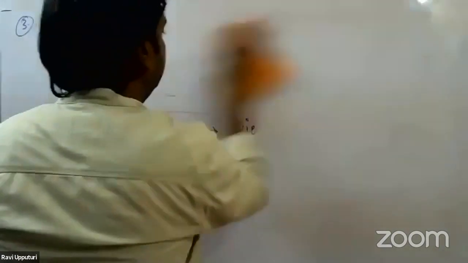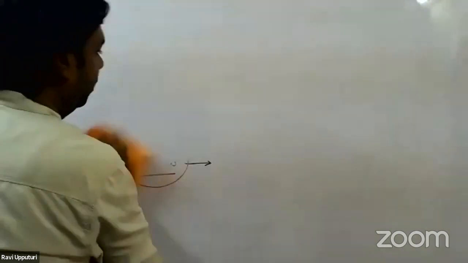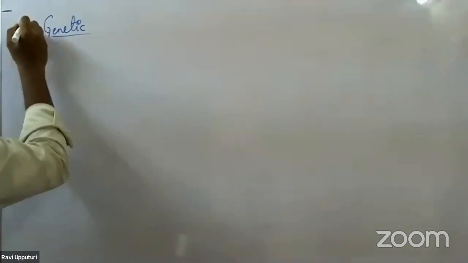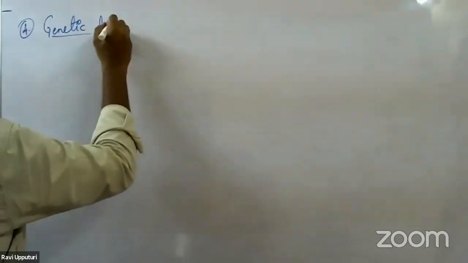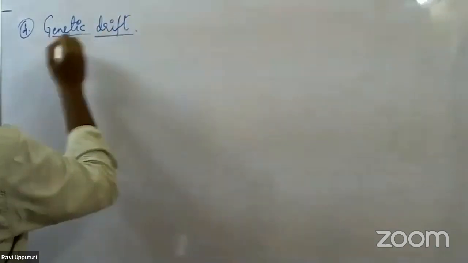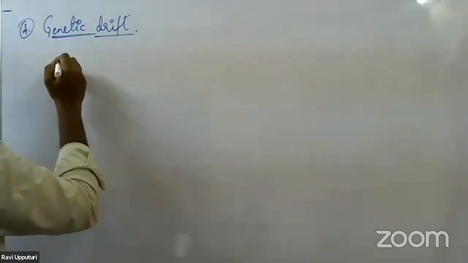So we'll see what this genetic drift is all about. Another important factor here, right? Factor number 4, which is called genetic drift. Now, what is this genetic drift all about? So first take down the definitions, then we'll get into the explanation part.